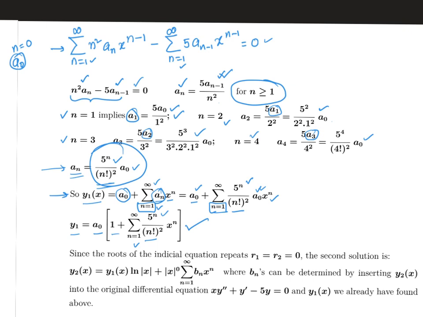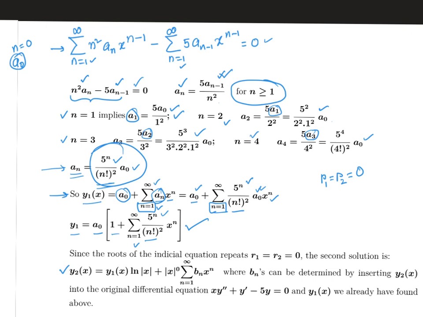Now, there is a second solution as well. In this case, remember our roots are equal. That means r1 equals r2 equals some constant. In our case, it was 0. The indicial equation has the same roots. So what is going to be the second solution? As it turns out, the second solution can be found in terms of the first solution. That means the second series can be found in terms of the first series.